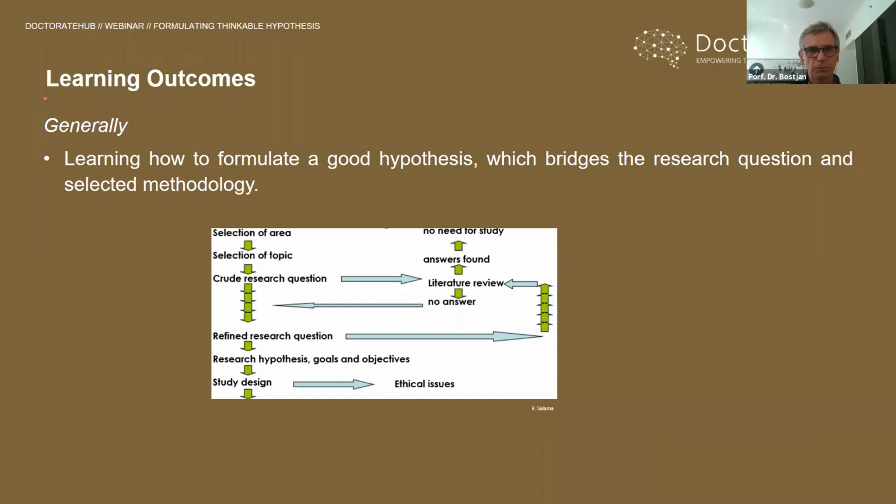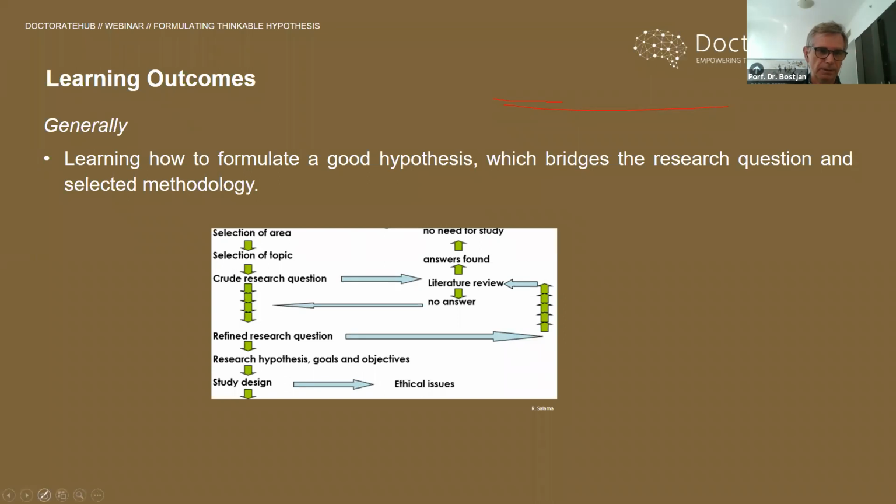So what I would like to talk about today is generally how to formulate a well-written hypothesis, and then see how these hypotheses are linked to the research questions. In one or two slides, I'll go even farther and talk about the link to the title, but definitely to the research question. And then we can talk about the selected methodology, because this is an extremely important thing.